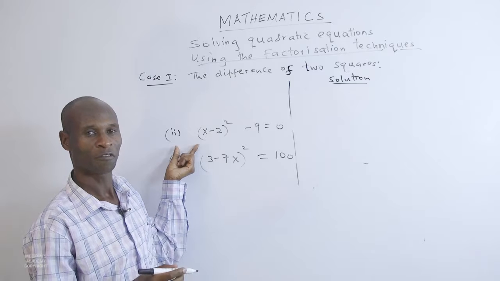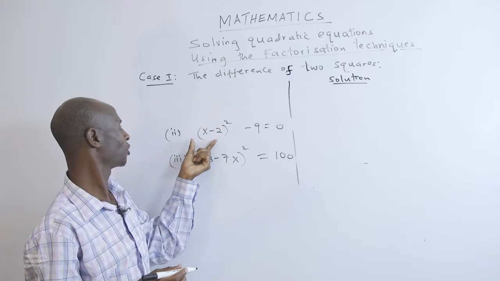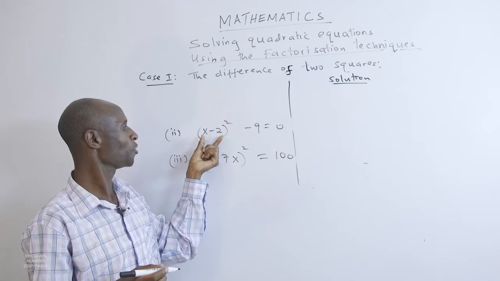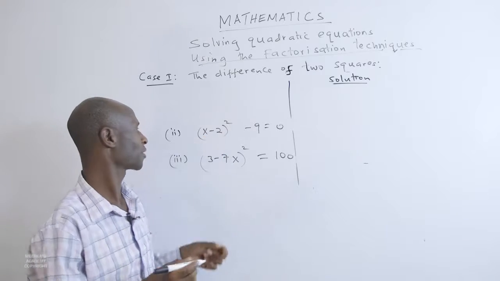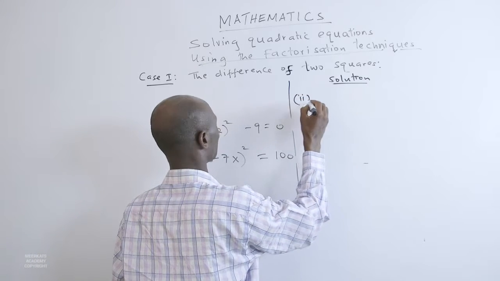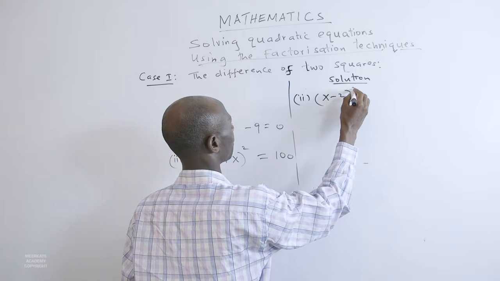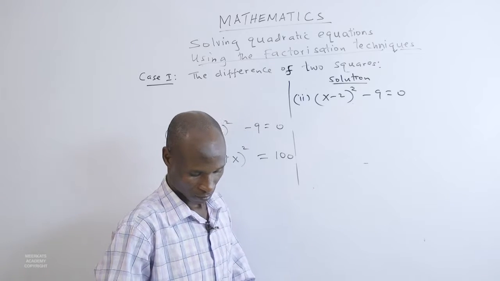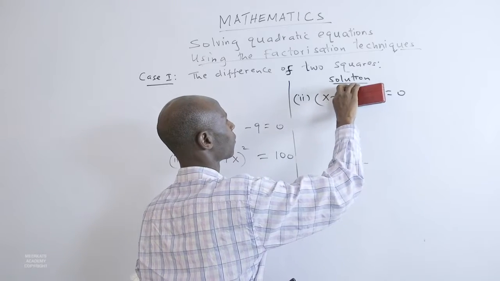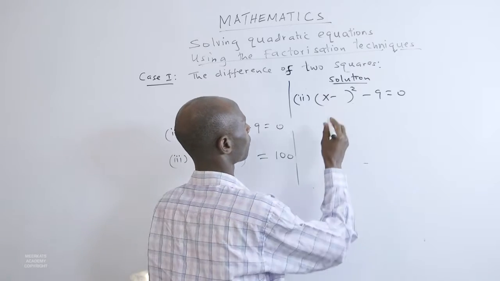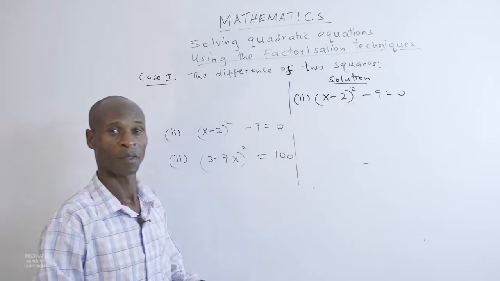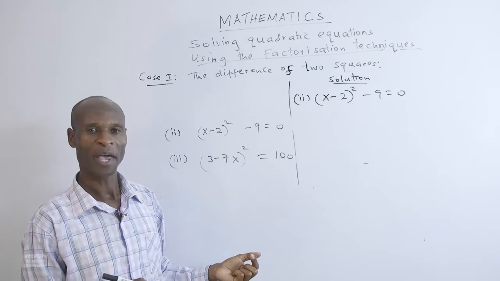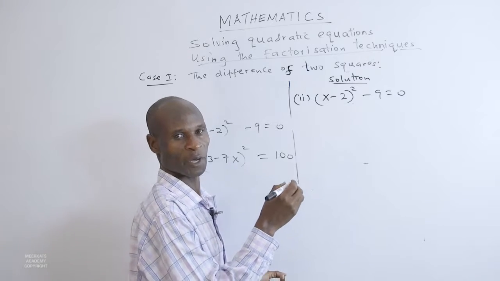Let us look at the solution for Roman 2. Class, try out. x minus 2 squared minus 9 is equal to 0. How do you solve for the value of x? Now, to find the value of x in this case, we need to compare with the difference of two squares.